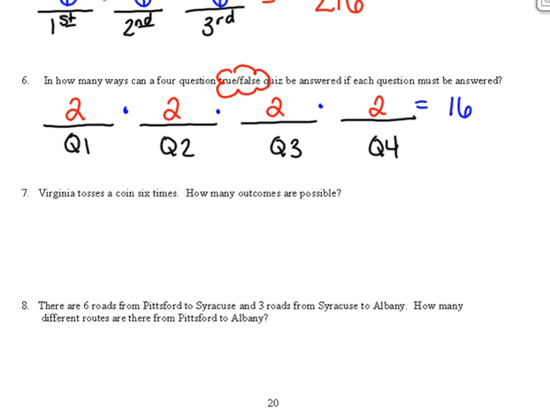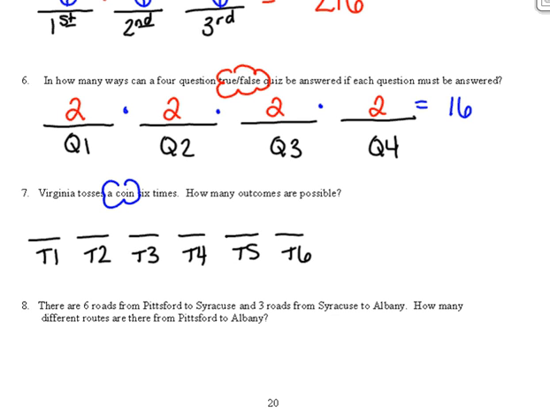Question 7. Virginia tosses a coin 6 times. So now we're going to have 6 blanks, for toss 1, toss 2, toss 3, toss 4, toss 5, and toss 6. When you toss a coin, your options are heads or tails. So that's 2 options for each toss. When I multiply those numbers together, there are 64 possible outcomes you could get when you toss a coin 6 times.